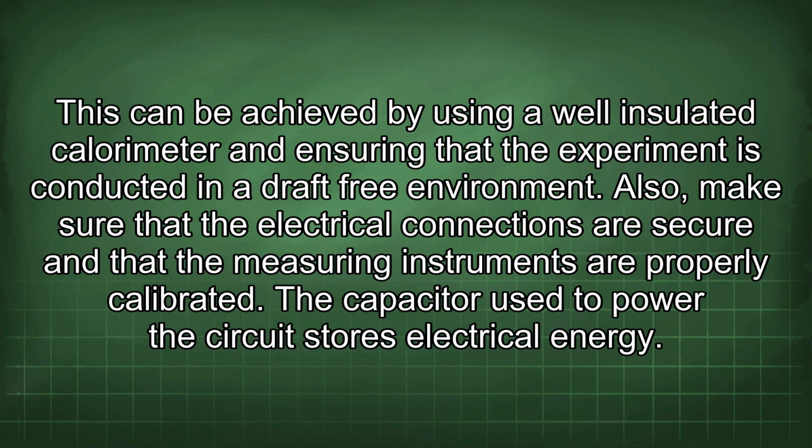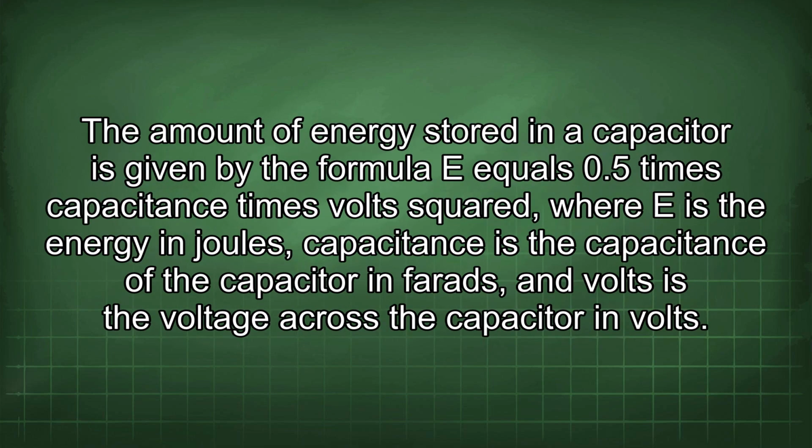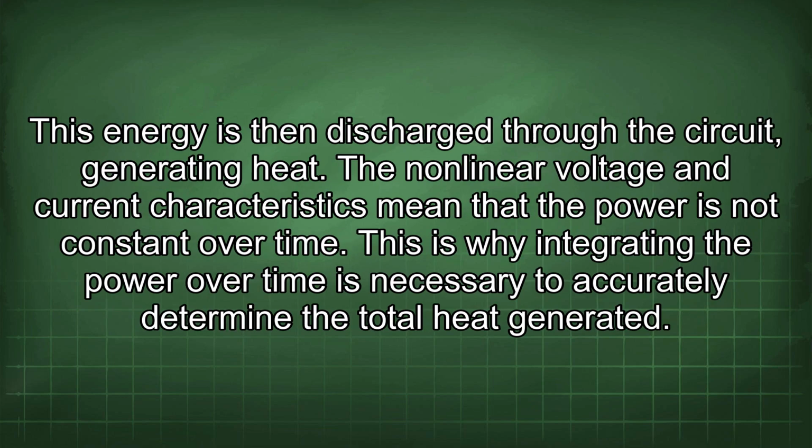The capacitor used to power the circuit stores electrical energy. The amount of energy stored in a capacitor is given by the formula E equals 0.5 times capacitance times volts squared, where E is the energy in joules, capacitance is the capacitance of the capacitor in farads, and volts is the voltage across the capacitor in volts. This energy is then discharged through the circuit, generating heat.